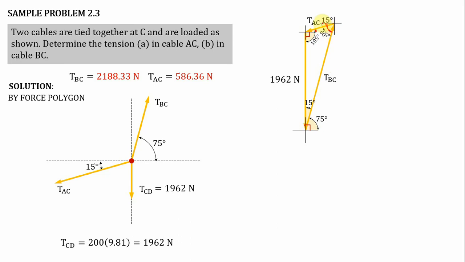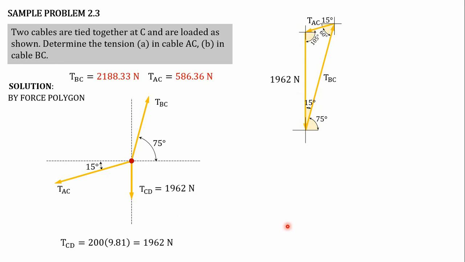Since the angle is 15 degrees, 75 minus 15 is equivalent to 60 degrees. Our target is to solve tension BC and tension AC. We are given this side, which is equivalent to 1962 Newton, and we have solved its angle. All interior angles are now known.